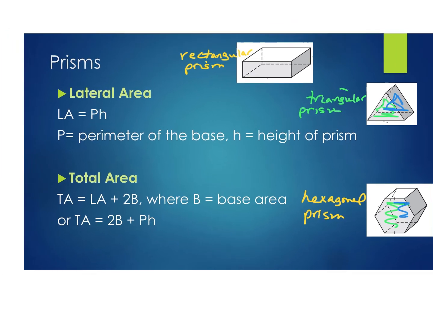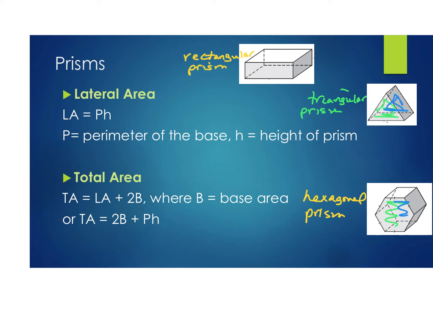So for the lateral area, we can do this how you possibly learned in middle school, where you're just going to find the area of each face separately and add them up. That's one way. The faster way is to find the perimeter of the base and then multiply it by the height of the prism. And that will give you the total lateral area of all of those rectangles.